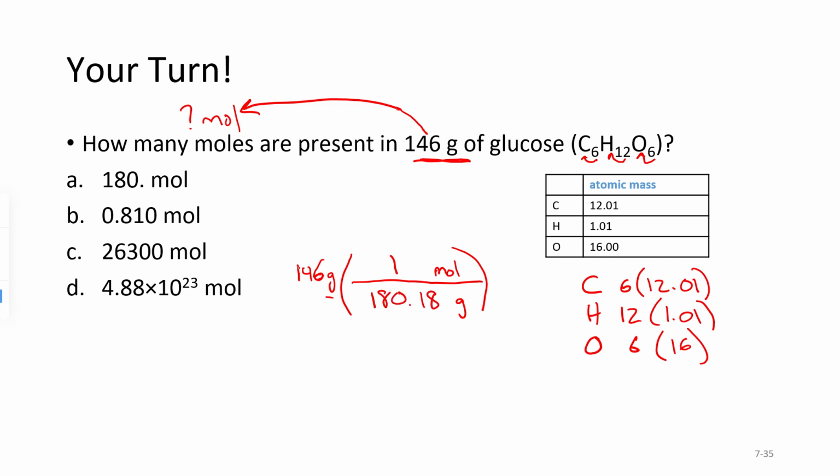So now we're going to multiply across the top, divide away the bottom. So 146 divided by that 180.18 gives us 0.810 moles. So this is the correct answer.